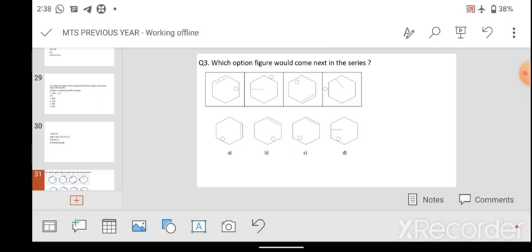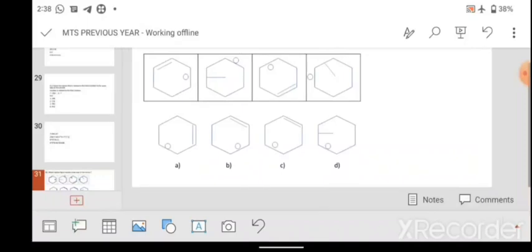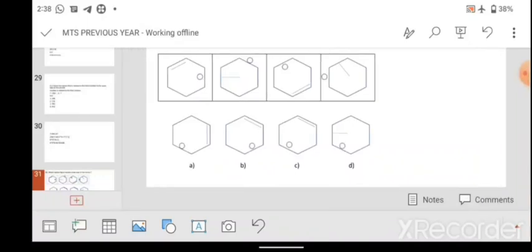Next question. Okay, let me zoom in. Which option figure would come in next in the series? Okay, this one is easy. You just have to see it and do it. There is nothing to solve here. See, in the first diagram, the line is parallel to the side. Then next it is perpendicular. Then again it is parallel. Then again it is perpendicular. So next it will be parallel. So D cannot be our answer.